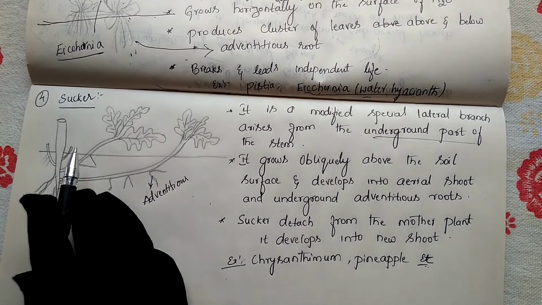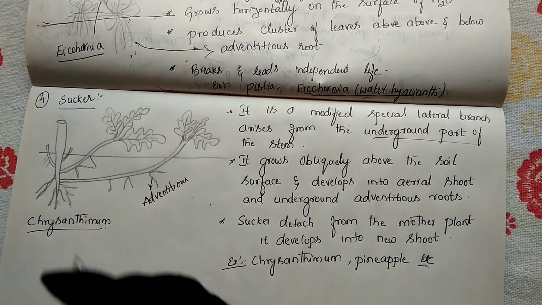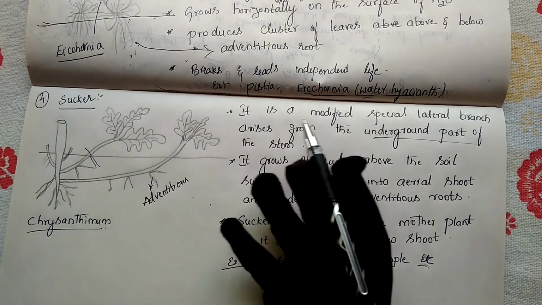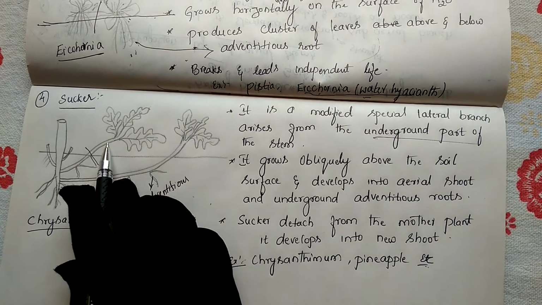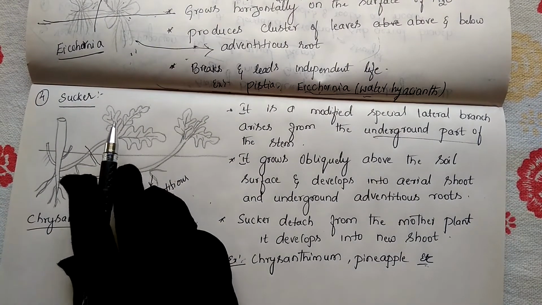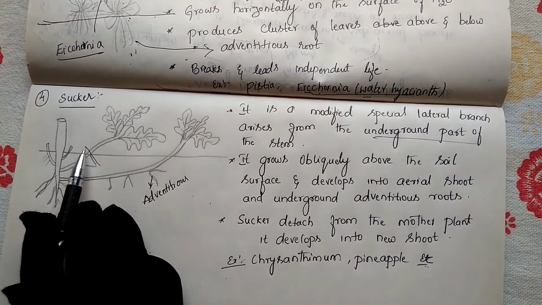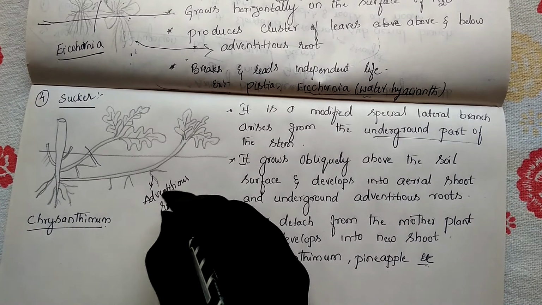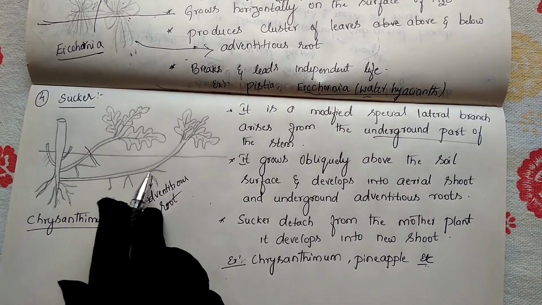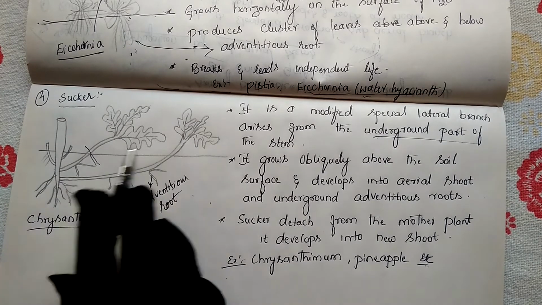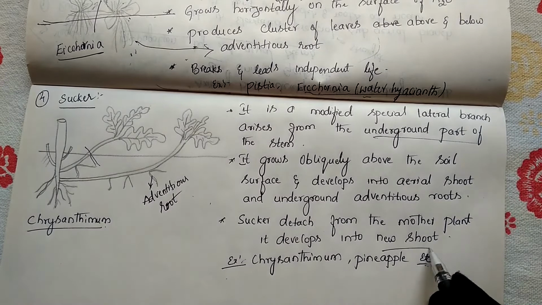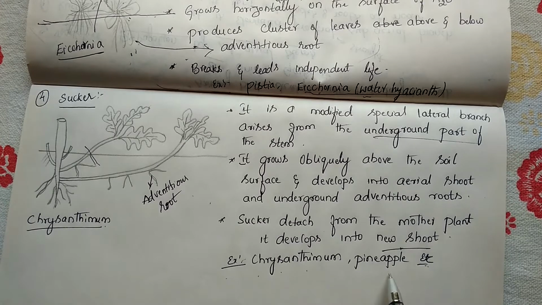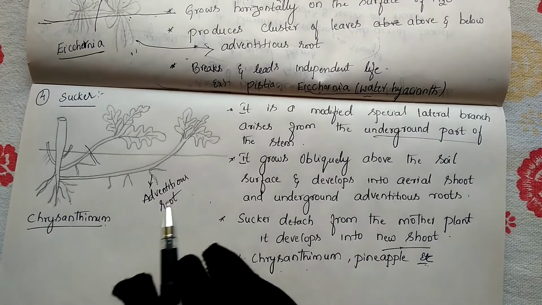When this sucker gets detached like this, it develops into a new individual, a new shoot, so we get a new offspring. These are the adventitious roots arising from these branches. If you detach this from the parent body, it will develop into a new shoot, or a new individual. Examples of sucker are chrysanthemum and pineapple.